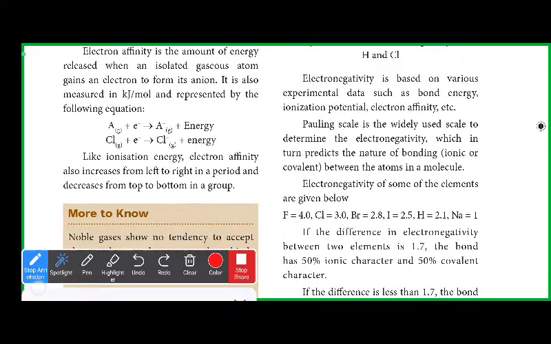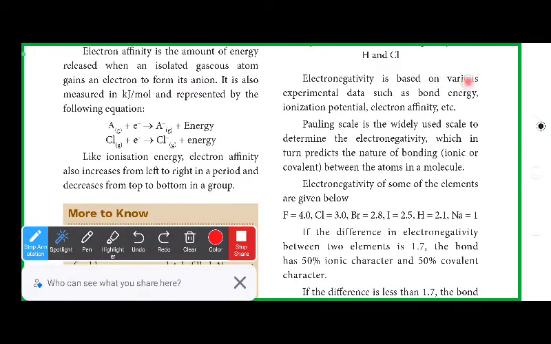Electronegativity is very important. Electronegativity is based on various experimental data such as bond energy, ionization potential, electron affinity. So all these details are the basis for electronegativity. Pauling, a scientist, gave his scale, the Pauling scale, which is widely used to determine the electronegativity, which in turn predicts the nature of bonding. This is very, very important. Electronegativity, what can we do? We can predict the nature of bonding, whether it is ionic or covalent.